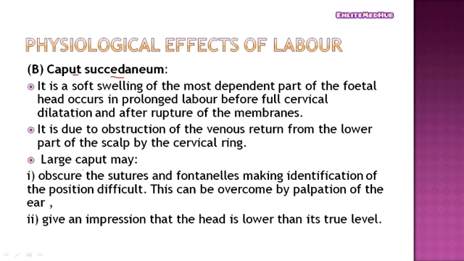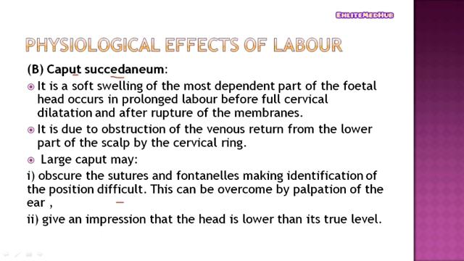Large caput may obscure the sutures and fontanelles, making identification of their position difficult. This can be overcome by palpation of the ear. It can also give an impression that the head is lower than the true level. So in a nutshell, caput succedaneum is the soft swelling that appears on a newborn baby's head right after birth. It happens because the baby's scalp was pressed against the mother's cervix or birth canal during labor.